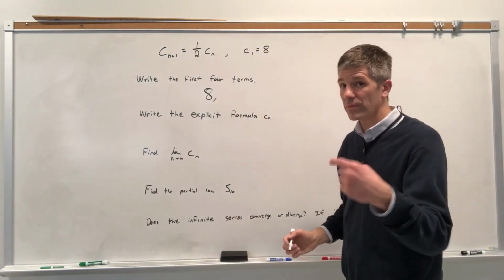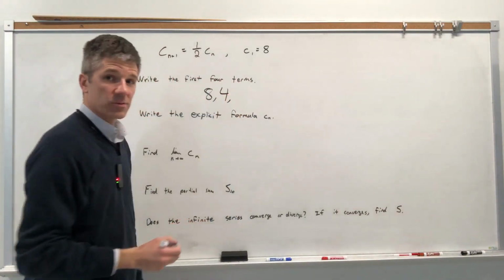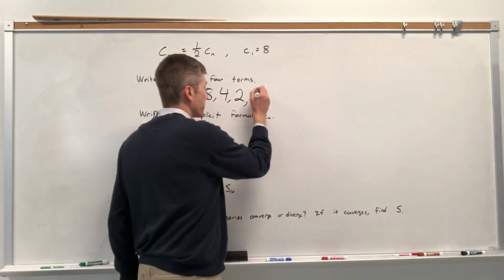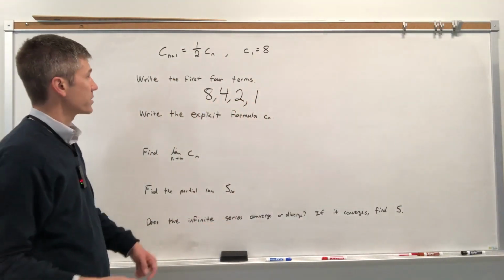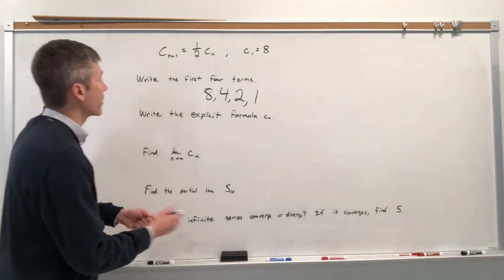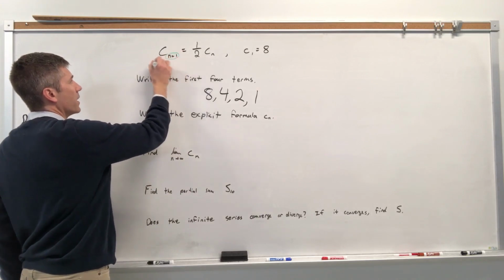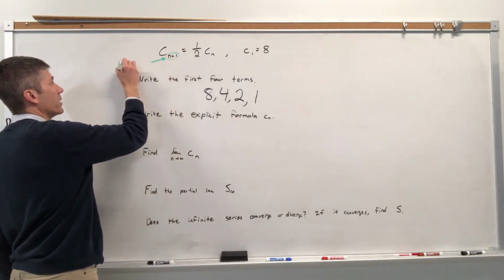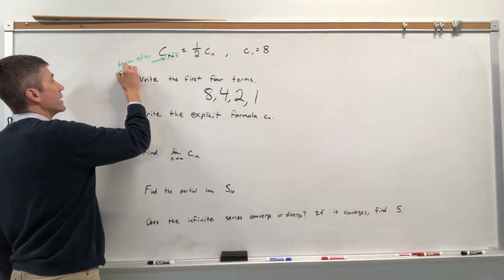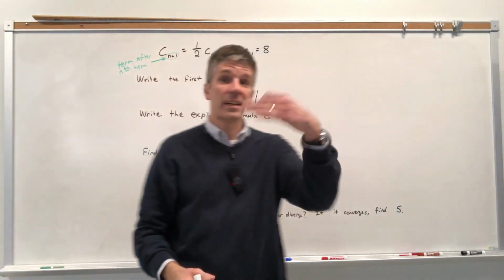So if I want the next term, take half of 8. If I want the next one, take half of 4. If I want the next one, take half of 2. If I want the next one, well, I don't want the next one because I only wanted the first 4 terms. So it's worth writing here that c sub n plus 1, this little notation down here, means the term after the nth term. So whatever term I'm on, it's the next one.